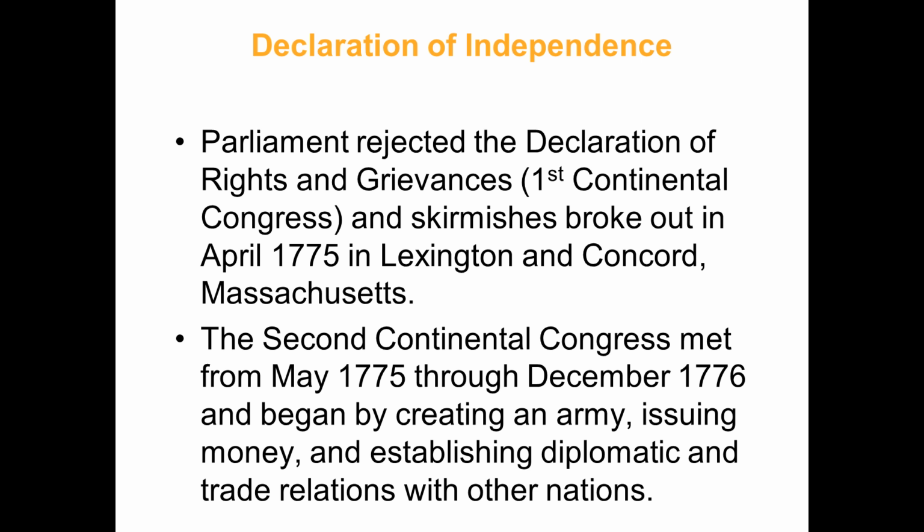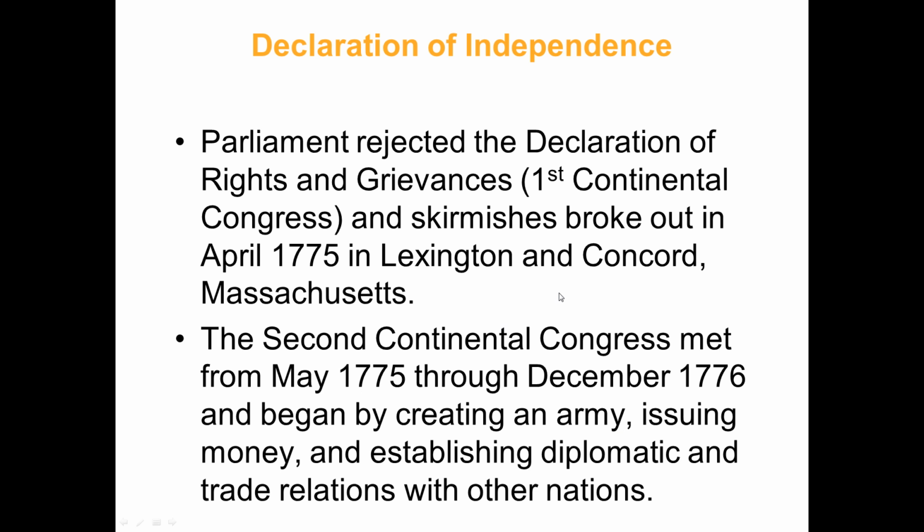Around this time, you start getting the first fighting in what would become the Revolutionary War. Eventually, though, a few more months pass by. The Second Continental Congress is formed, and this is really where the colonists are starting to move past the point where they think there's potentially a way to reconcile with Britain, and they start taking actions to try to govern a new nation, basically.